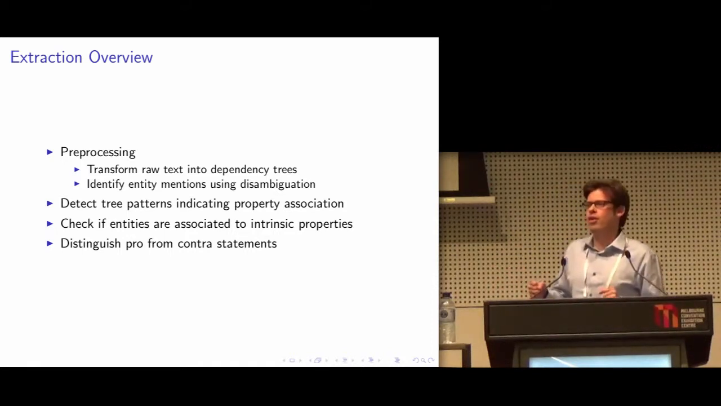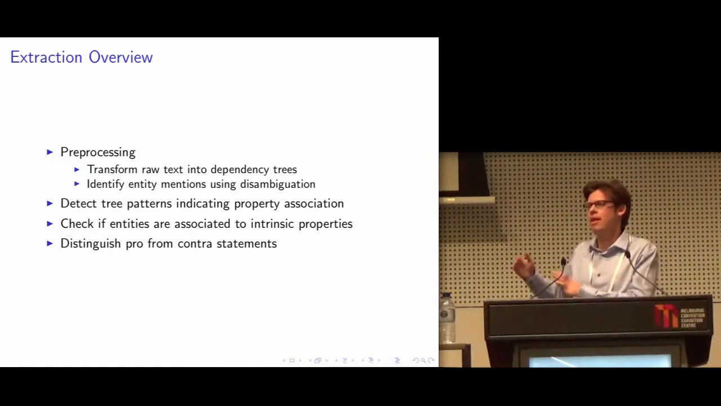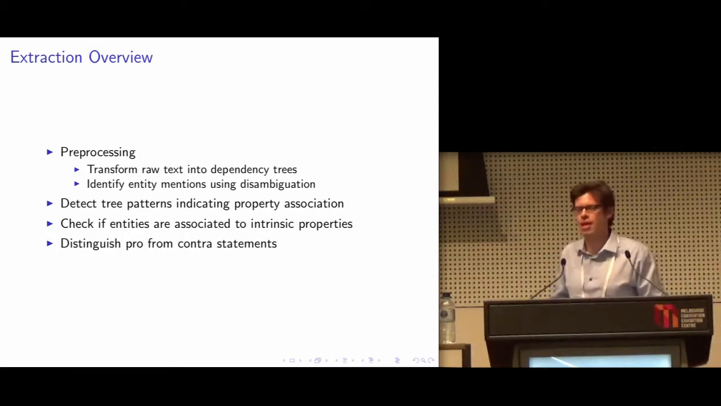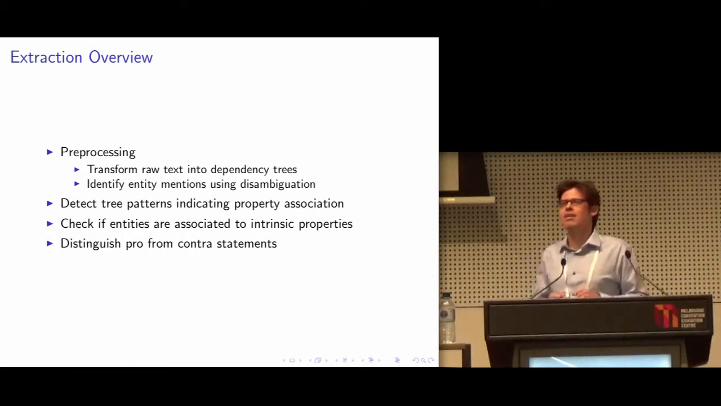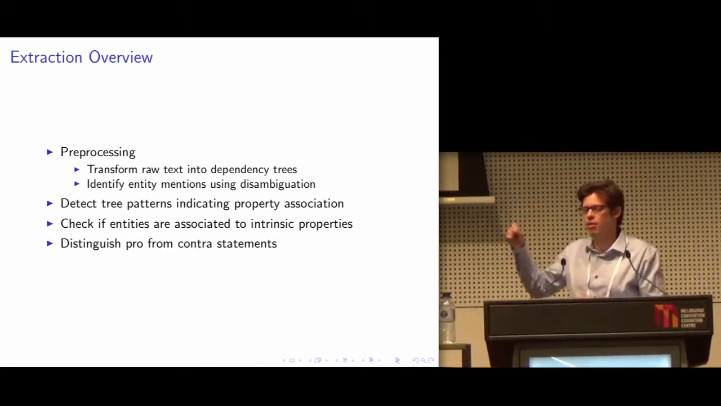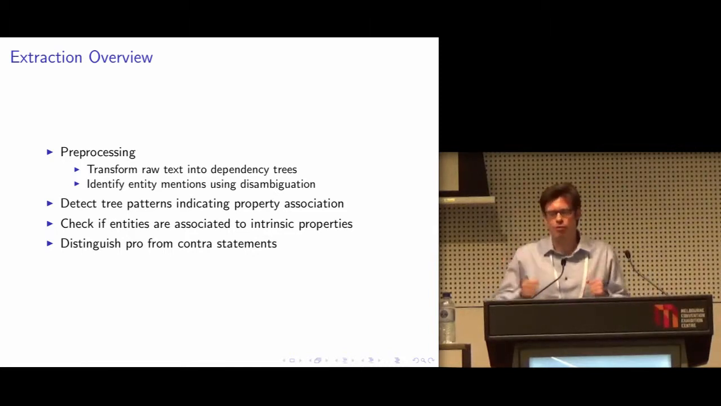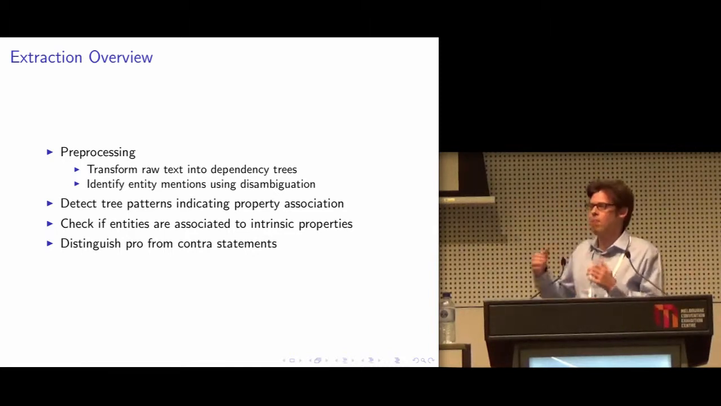So, first of all, Surveyor uses input text that has already been pre-processed in two steps. First, the raw text has been transformed into a dependency tree representation using natural language processing tools. And then second, we have already identified mentions of those knowledge-based entities within the free text using diverse means of disambiguation.